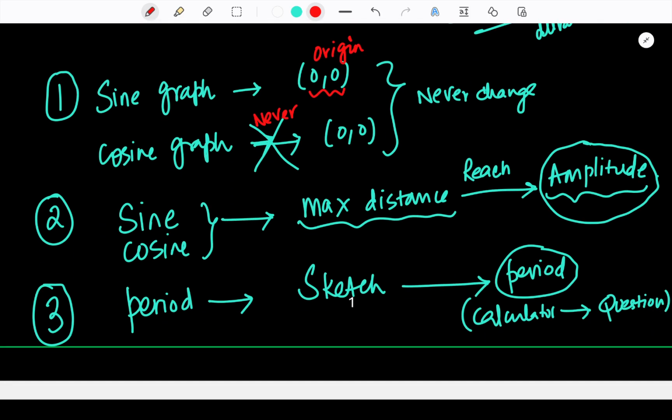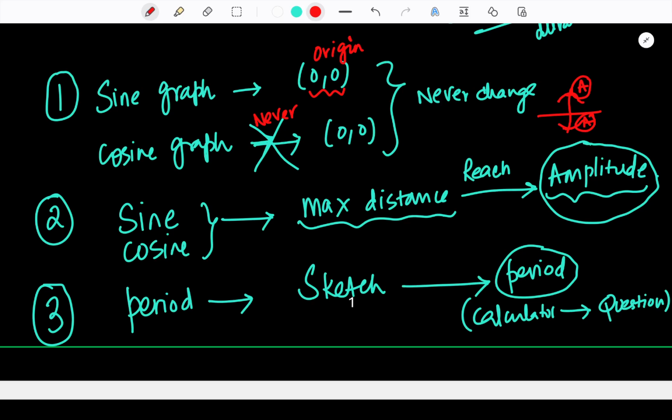Next thing is sine and cosine curve. You should sketch up to their amplitude value. It means your graph should go to the upper side and the lower side to the maximum distance, which is called amplitude. You will calculate this when the question is given. Next, you must sketch a curve for a period according to the question. So these are the three important points you should remember before doing the sketch.